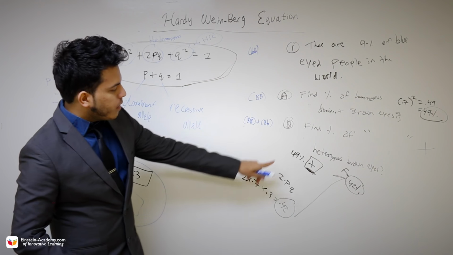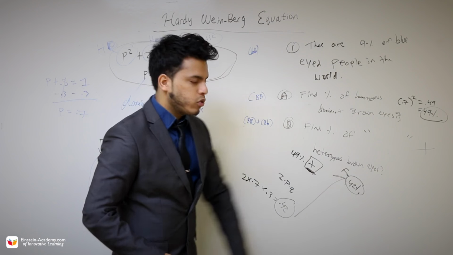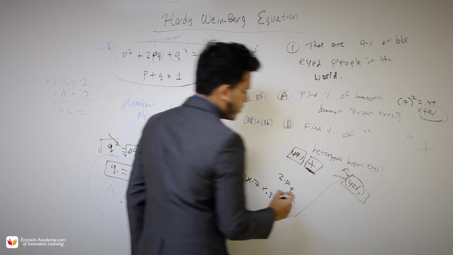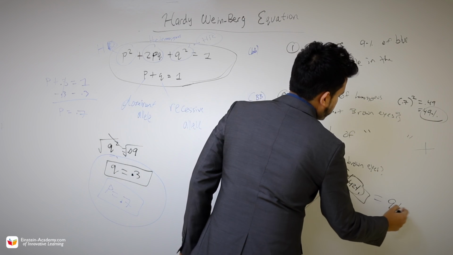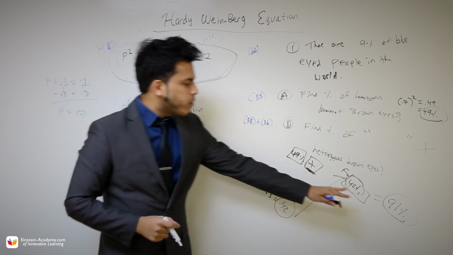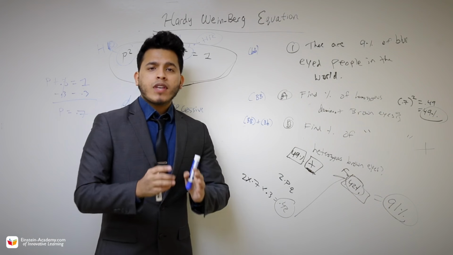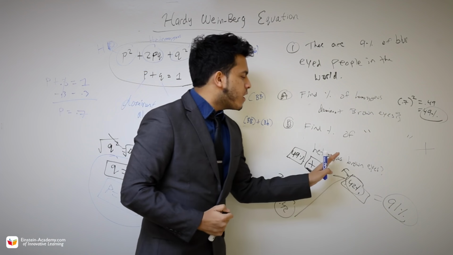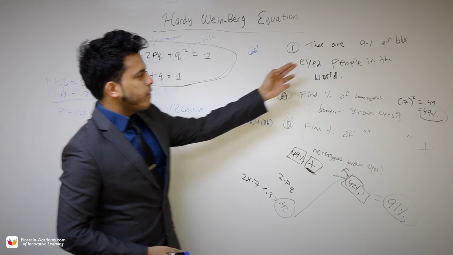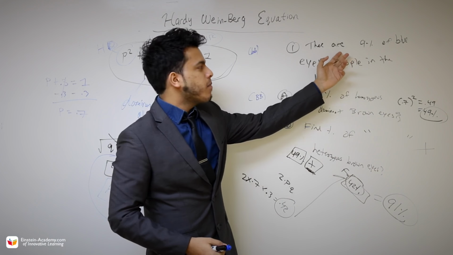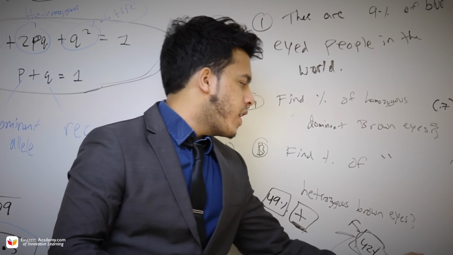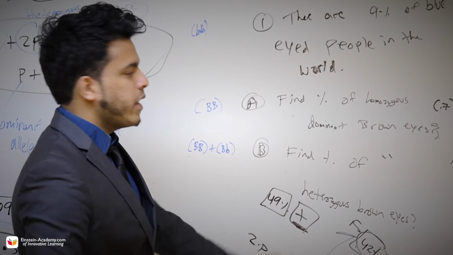But don't forget, 49% plus 42%. So 49% plus 42% is 91%. So the answer to your question for part B is 91% of the population have homozygous dominant brown eyes and heterozygous brown eyes. Another easy way you could have said is, hey, well, if this is a homozygous recessive, 9%, then obviously everything else in the equation has to be 100% minus 9%, which is 91%. But this is exactly how you should be doing it, okay?